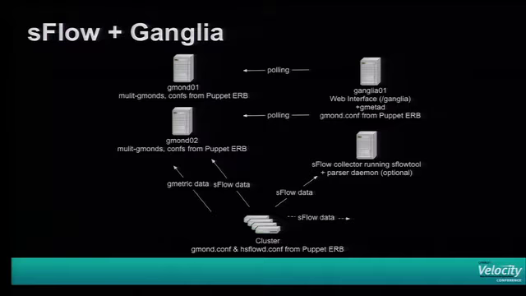And then we have sflow data going to an sflow collector. And an sflow collector is basically anything that understands sflow. So you could actually call the gmonds an sflow collector because they actually understand sflow. But like on this one, we have a parser daemon that's analyzing the sflow data as it's coming in, and we can do stuff with it.